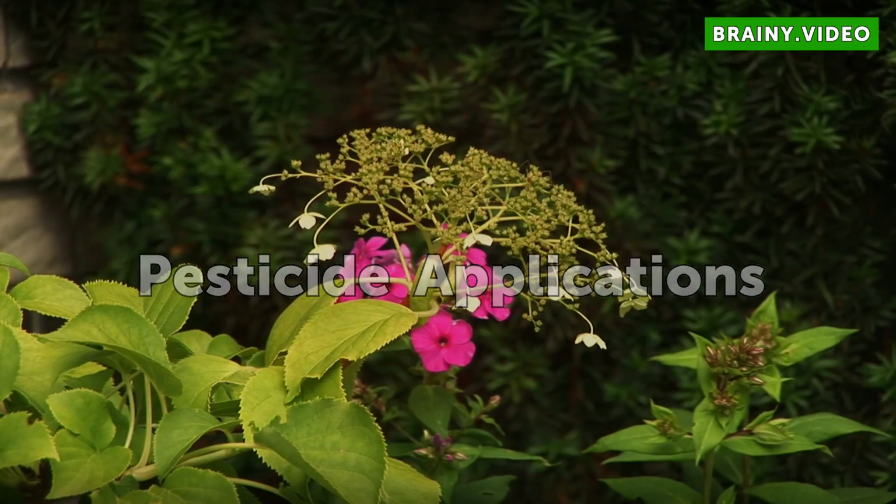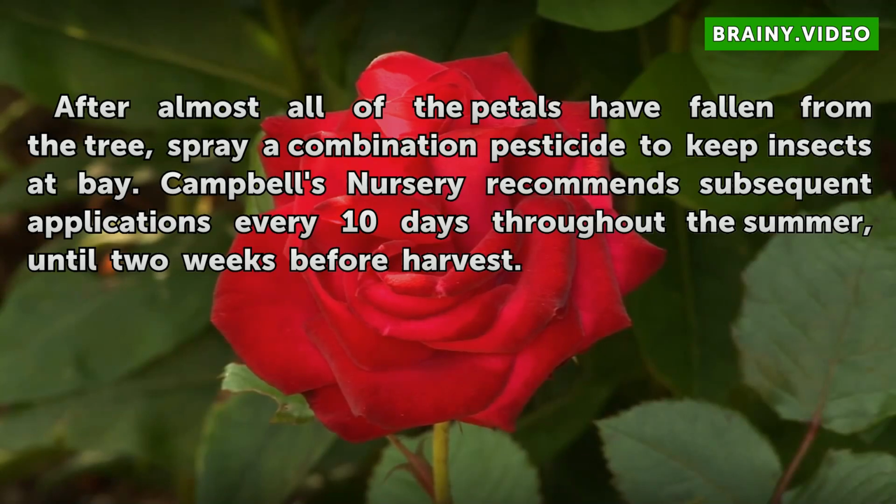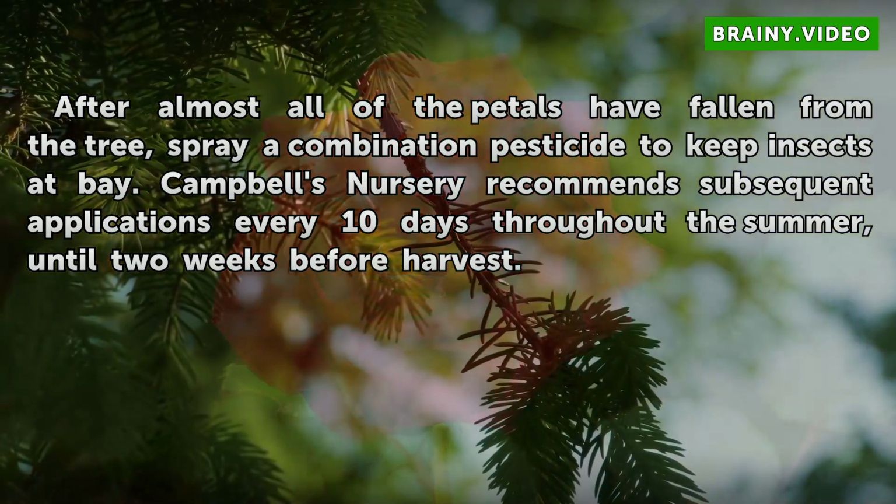Pesticide Applications. After almost all of the petals have fallen from the tree, spray a combination pesticide to keep insects at bay. Campbell's Nursery recommends subsequent applications every 10 days throughout the summer, until 2 weeks before harvest.